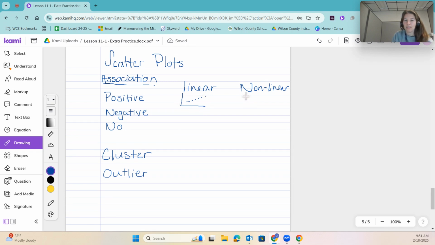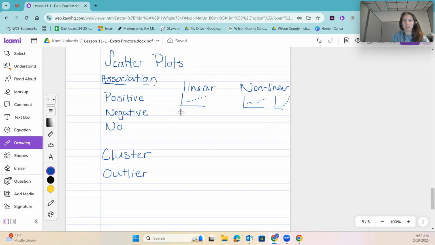Or they could show up in a non-linear but also positive manner. It's increasing as it goes on, but it's got these curves throughout. Or we could also see what they call an exponential, which is something like that. Again, positive, but it curves.